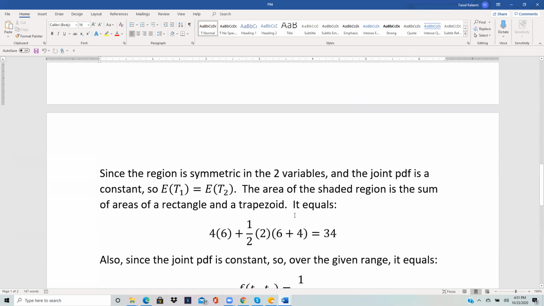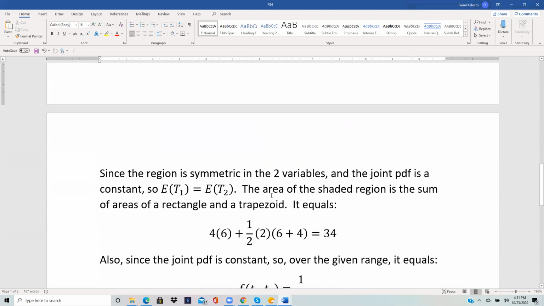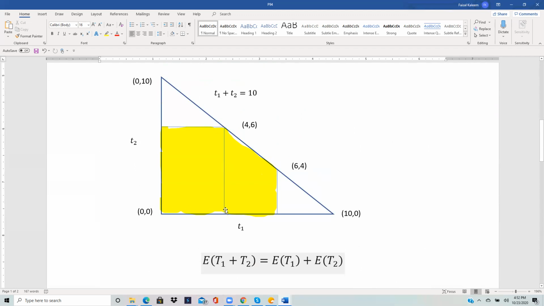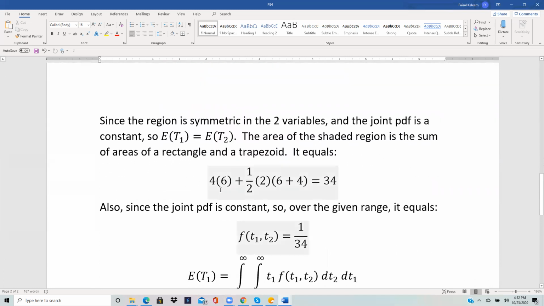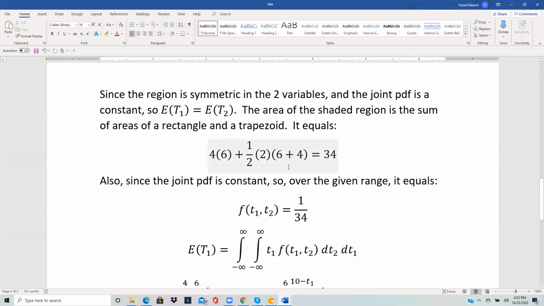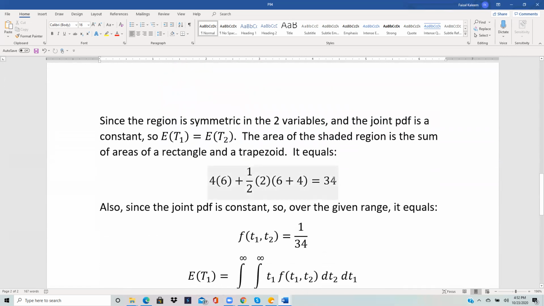So the area of the shaded region is the sum of the areas of the rectangle and a trapezoid. You see this total area can be split up into this rectangle on the left and this trapezoid on the right. For the rectangle, the base is 4 and the height is 6, so it's 4 times 6. And for the trapezoid, it's half times the base and then h1 plus h2. The base for the trapezoid is 2 because the x value here is 4 and the x value here is 6. So half times the base and then h1 plus h2. This height is 6 and this height is 4. And so the total area comes out to be 34. Therefore, the joint PDF will be 1 by 34.